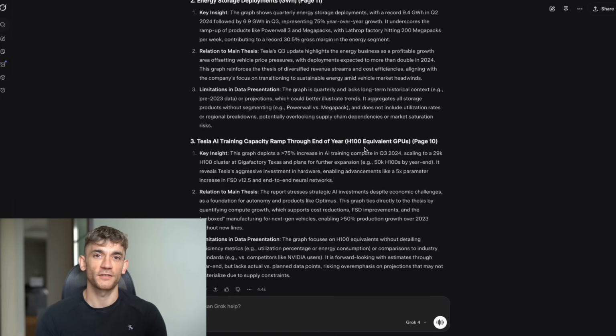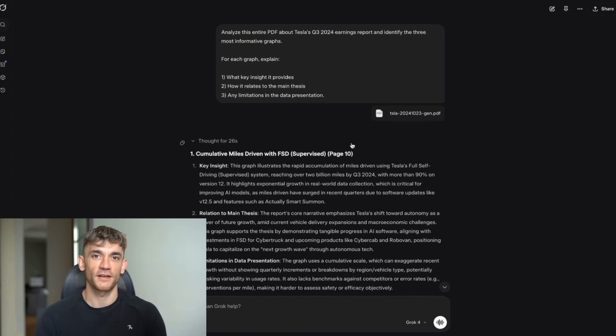But here are the problems. Speed is a big issue. Grok 4 is much slower than I expected. The 142 seconds for document analysis is concerning for business use.